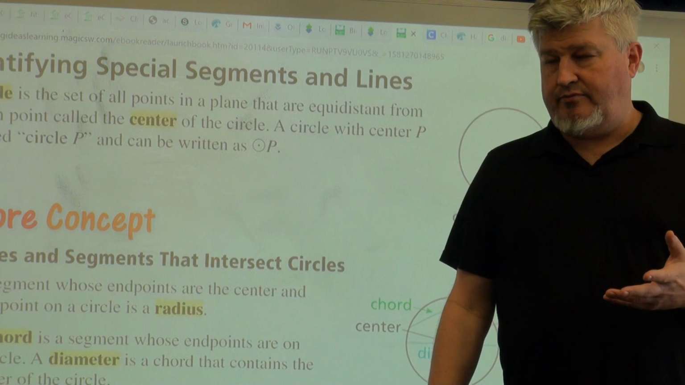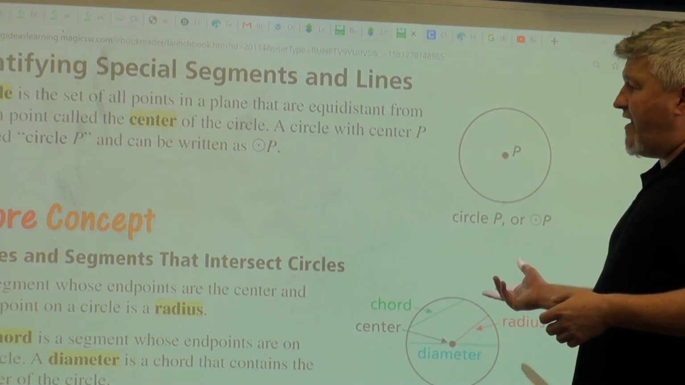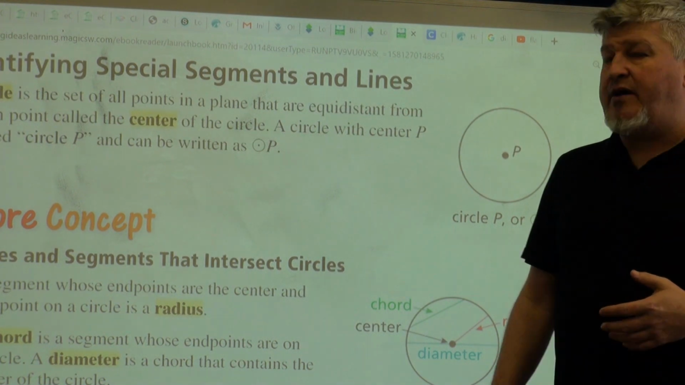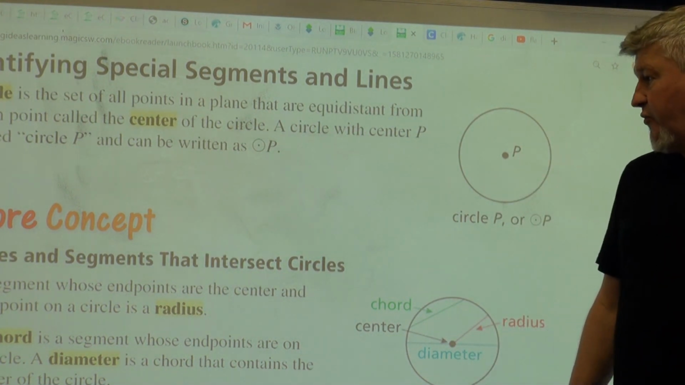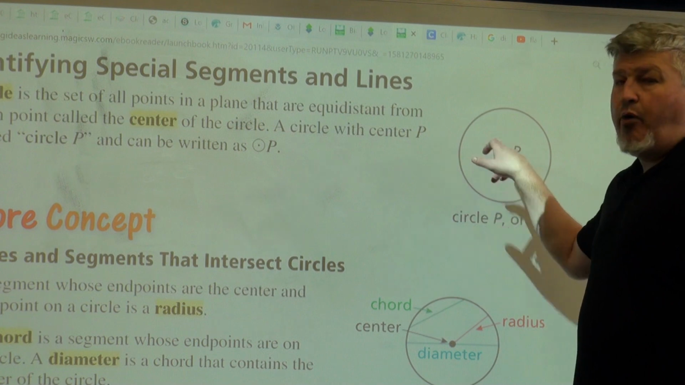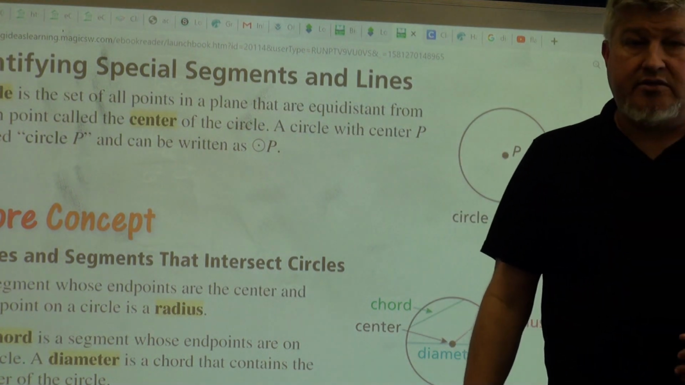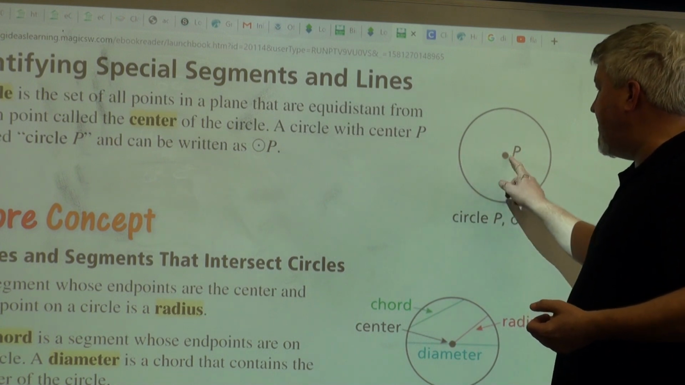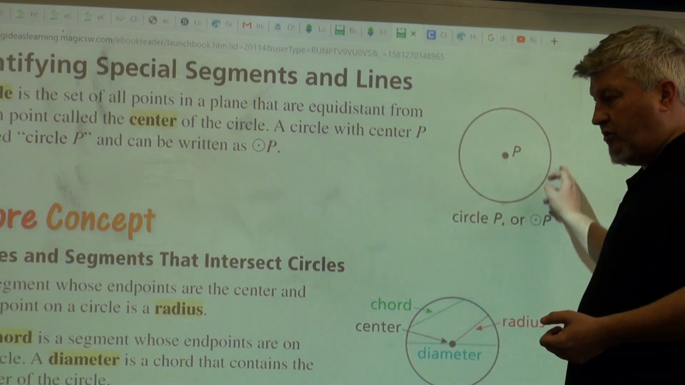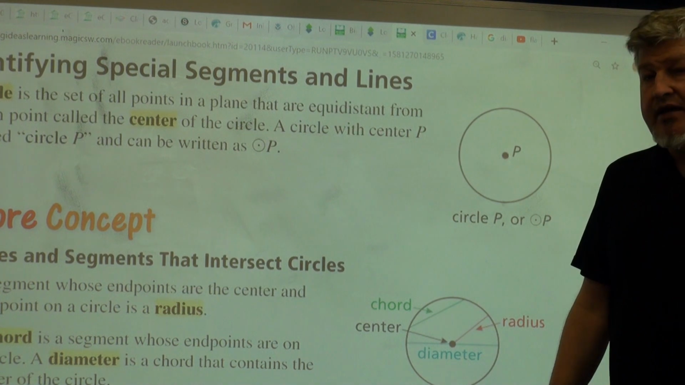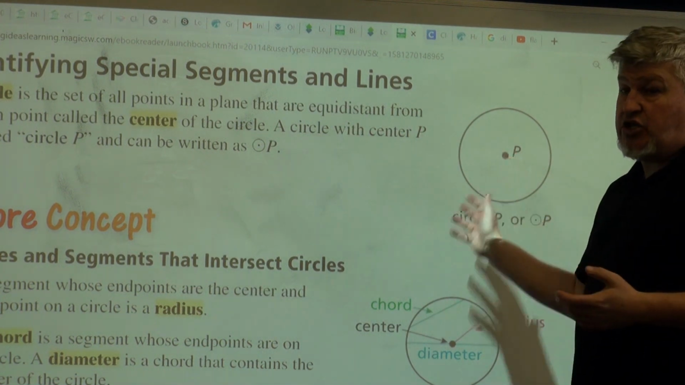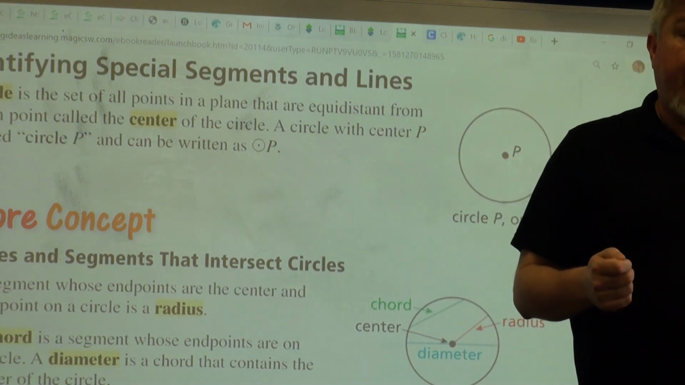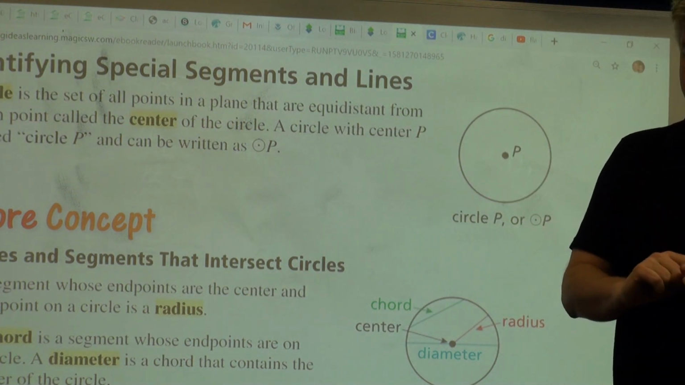What is a circle? A circle is the set of all points in a plane that are equidistant from a given point called the center of the circle. So they drew one here. Point P is a point, and then all points around it that are equally distant from it form a circle. Very basic concept. Of course, you can draw this, and you will be drawing it in a little bit, so please get out a piece of paper and your compass, if you haven't already, to be ready to draw.